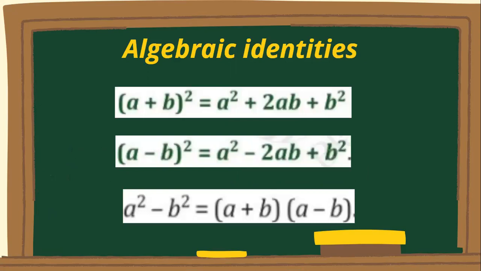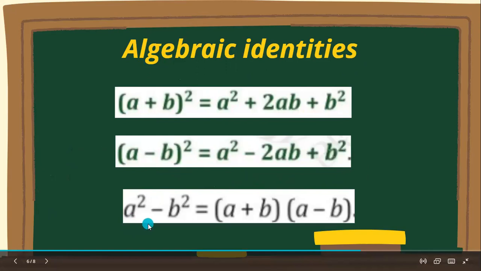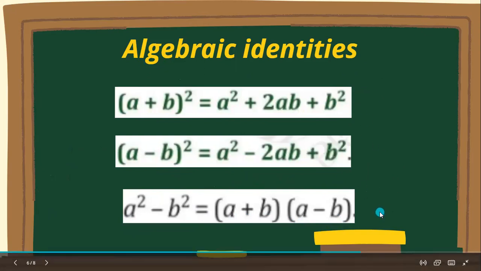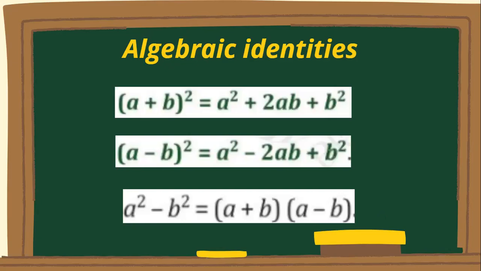So what are the algebraic identities we are going to learn? a plus b the whole squared is equal to a squared plus 2ab plus b squared. And a minus b the whole squared is equal to a squared minus 2ab plus b squared. And next, a squared minus b squared is equal to a plus b into a minus b. Based on these three algebraic identities, we are going to solve the problems.